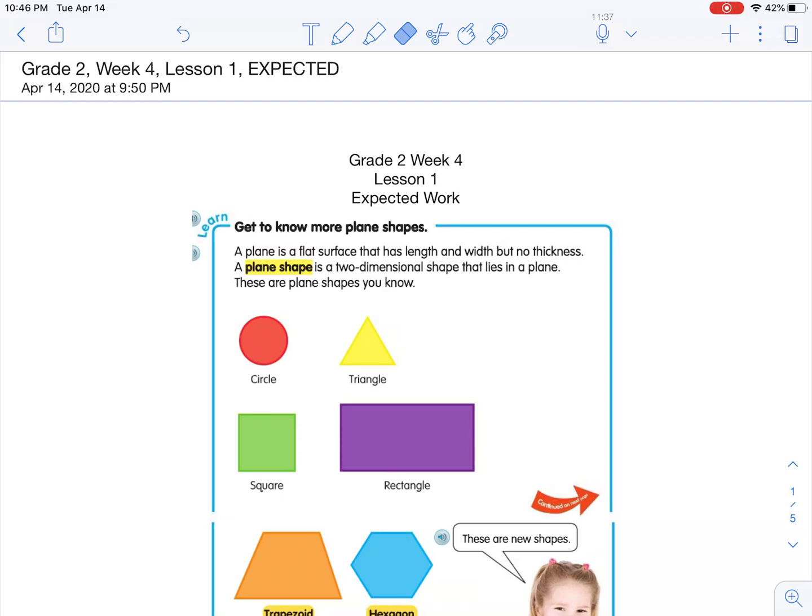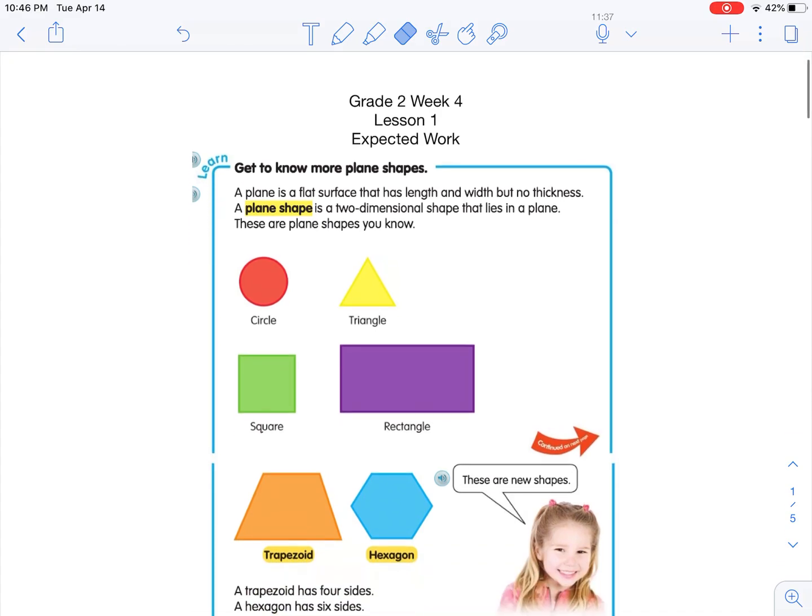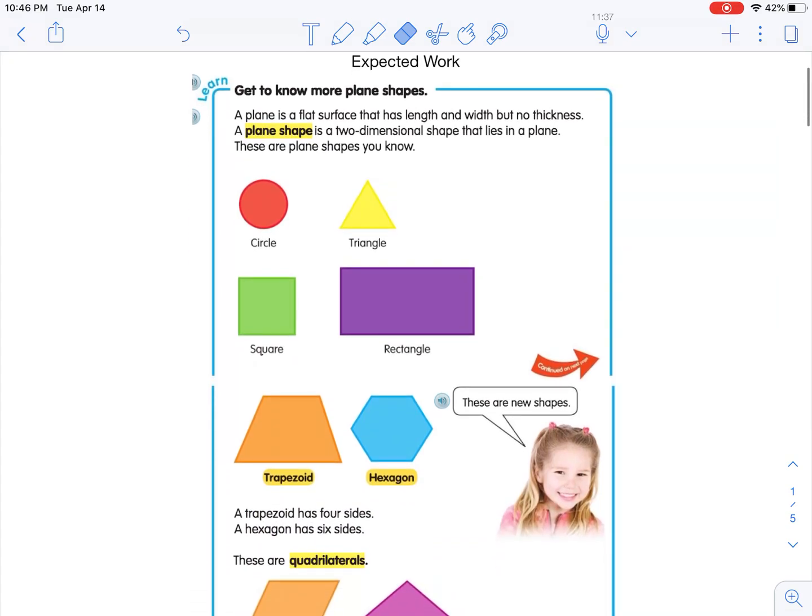Hello, everybody. All right, I am going to go through the lesson one expected worksheet pages for this fourth week of distance learning. What we're going to be going over is plane shapes. A plane is a flat surface that has length and width but no thickness, meaning it is not thick, it is just flat. Just like a piece of paper is flat. A plane shape is a two-dimensional shape that lies in a plane. And a plane is like a surface, like below.